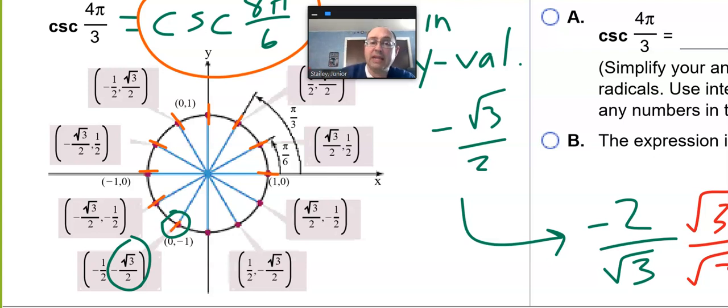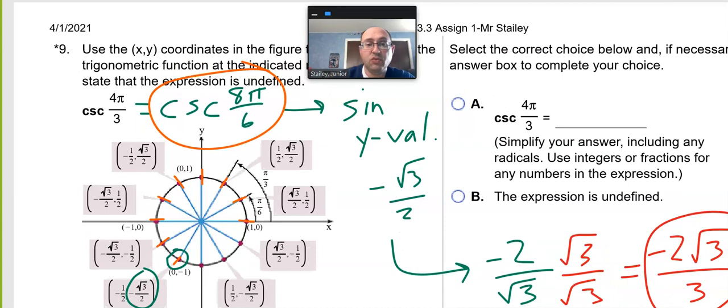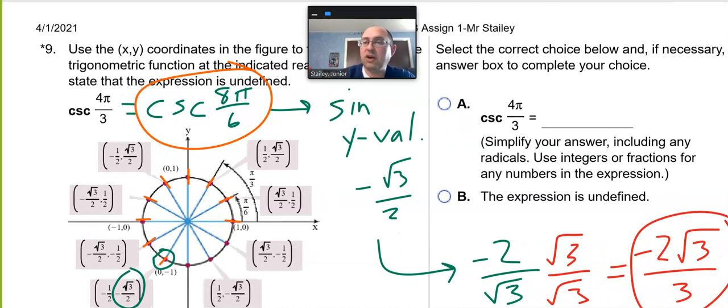So now I know where I'm at, and they are looking for cosecant, which goes with the sine, which is a y value. And we can tell that the y value at that spot is negative radical 3 over 2. So I want the reciprocal, which means I flip it over. Negative 2 over radical 3. We rationalize the top and the bottom.